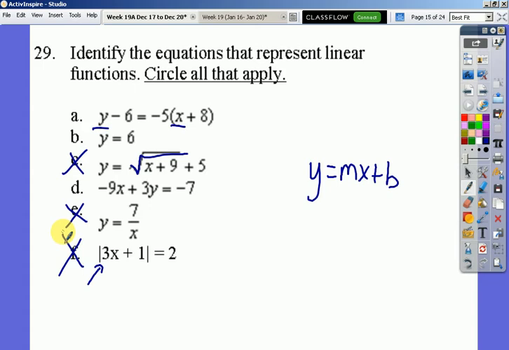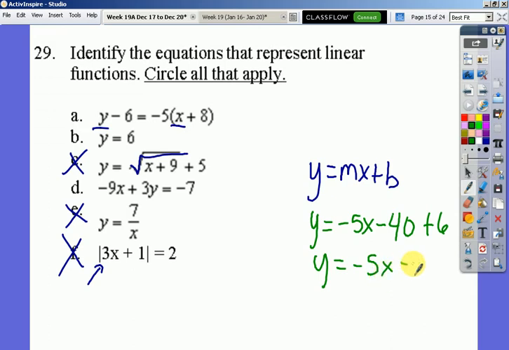They're all linear, and I'll tell you why. The first one, we can get in that form. If I just add 6 to both sides, I end up with y equals, and then I distribute that negative 5. Negative 5x minus what? When I distribute the negative 5, minus 40. And then I add that 6 to the other side, so I end up with y equals negative 5x minus 34. Do you understand what I'm doing for A? I'm just getting y by itself. I distributed that negative 5, then I added 6, and I ended up with this.